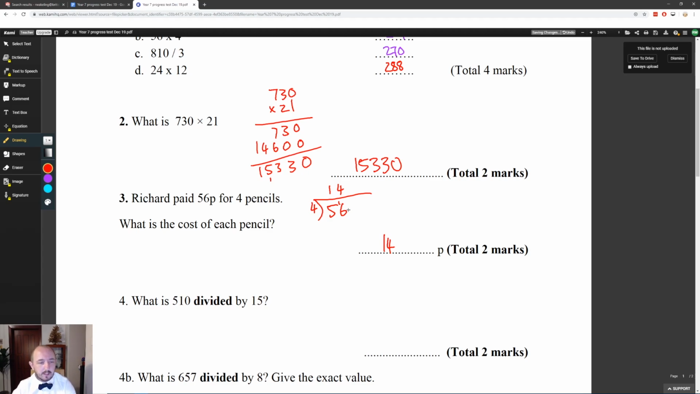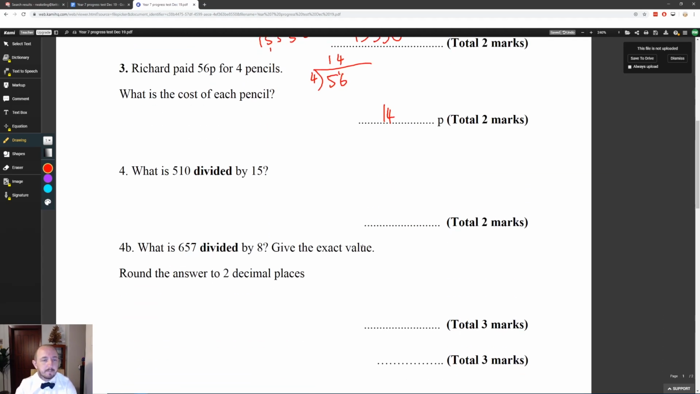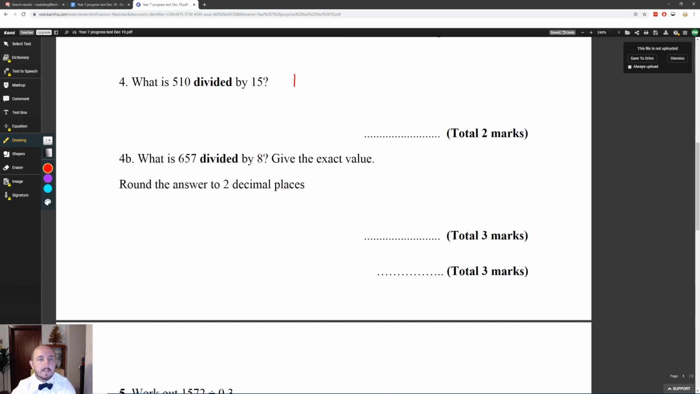And what is 510 divided by 15? That's going to be 15 into 510. So 15's into 5 go 0, carry the 5. 15's into 51 go 3, remainder 6, and 15's into 60 go 4.